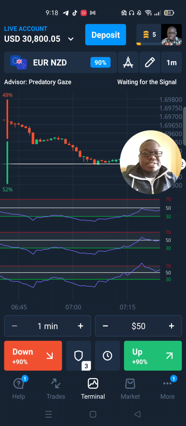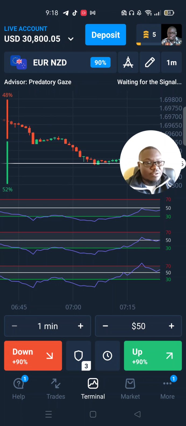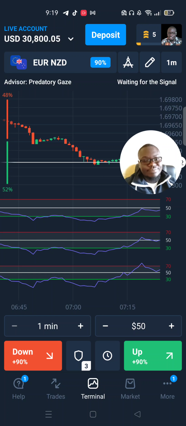So if you want to trade with the triple rebound strategy, you'd ask which time frame should I use. You can use a 1 minute time frame. Trade duration, you can set it to 1 to 2 minutes and trade.